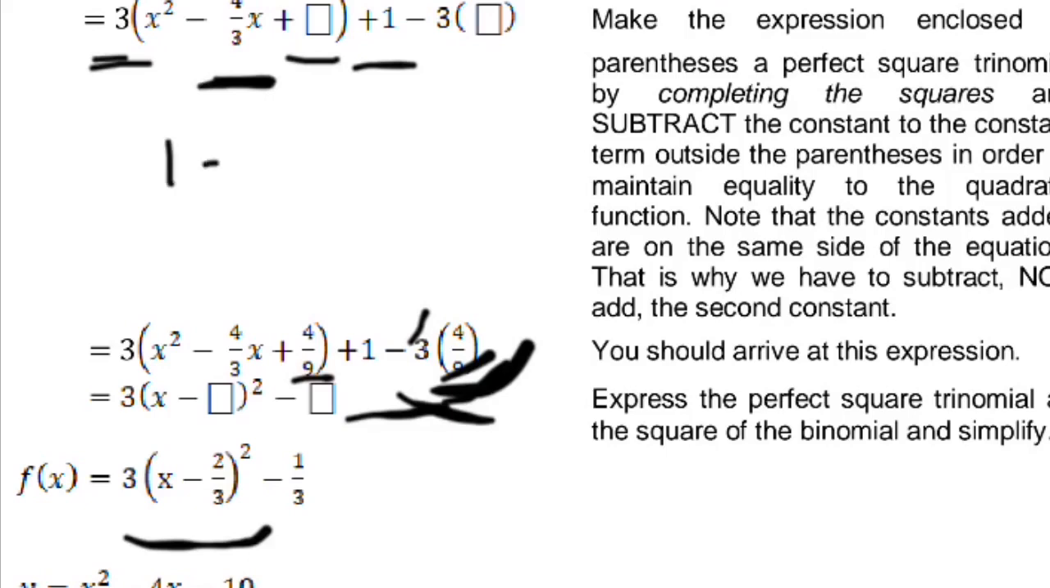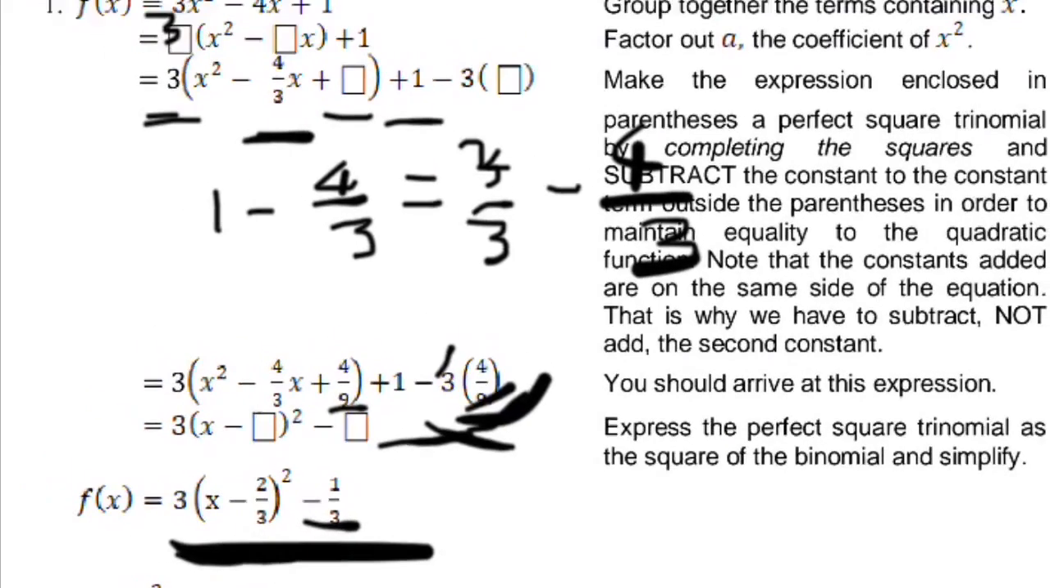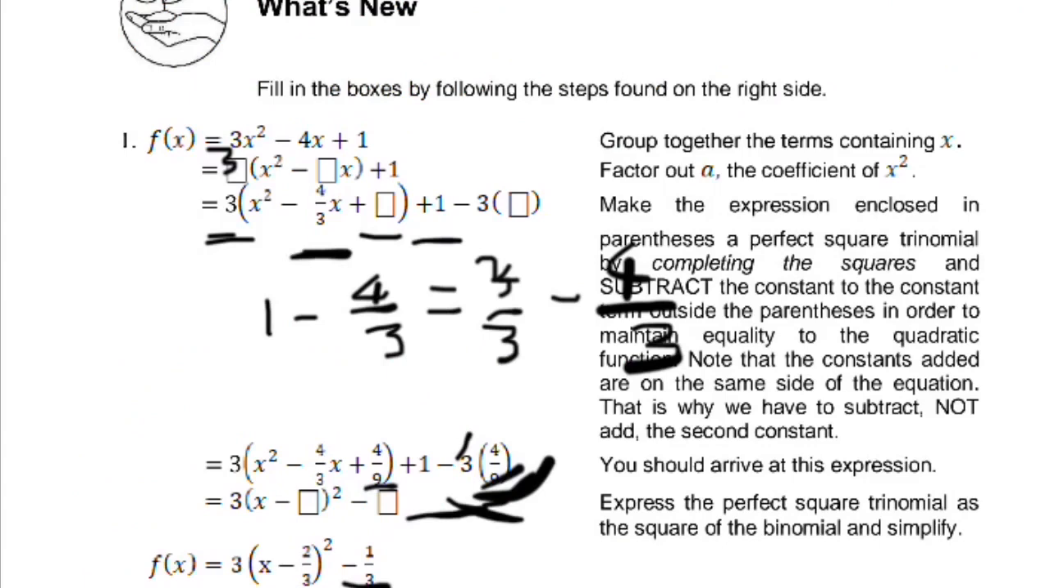So 1 minus 4 over 3. So this is just the same as 3/3 minus 4/3. So this will be equal to negative 1/3. This one here. So you're going to have your answer as f of x equals 3 times the quantity of x minus 2/3 squared minus 1/3. Then just do the same with number 2.